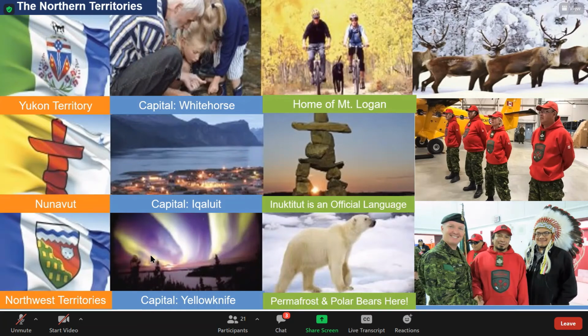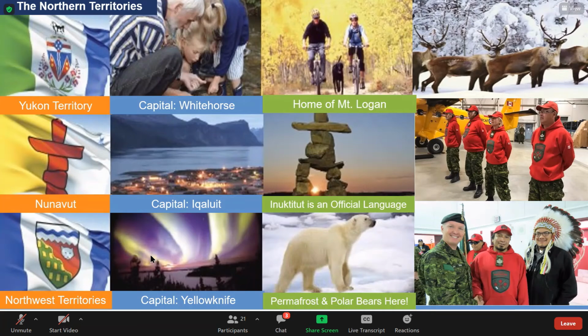Then the Northwest Territories, the capital is Yellowknife, and it's famous for the polar bears. And also they have rangers on indigenous land as well.